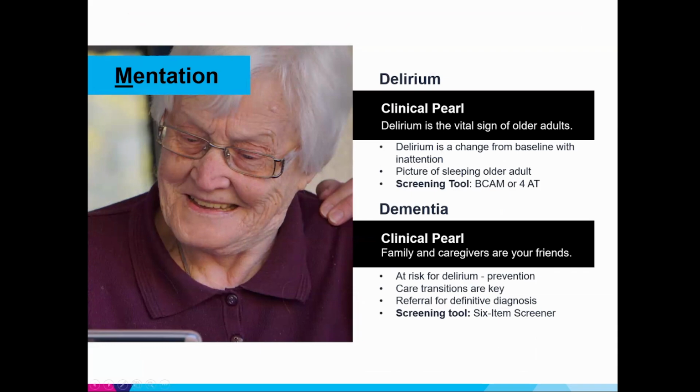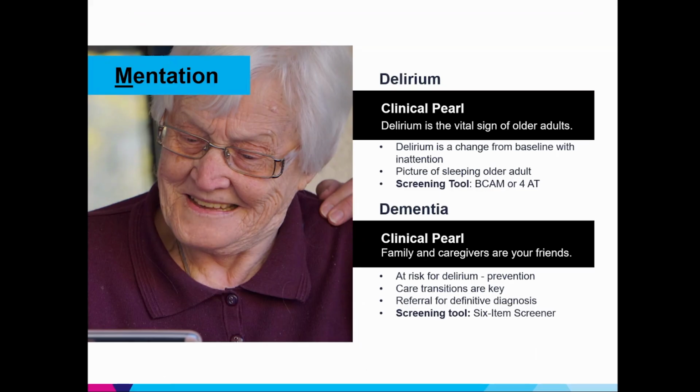The next concept around mentation actually covers both delirium and dementia. Delirium, as we know, is in many ways another vital sign when it comes to older adults because it can change. They may come in and at this moment in time they may not have delirium, but if you leave them in the emergency department or don't give them their medications or address something, they may subsequently develop delirium. And it's a change from their baseline mental status, a change from their baseline with regards to inattention, disorganized thinking.